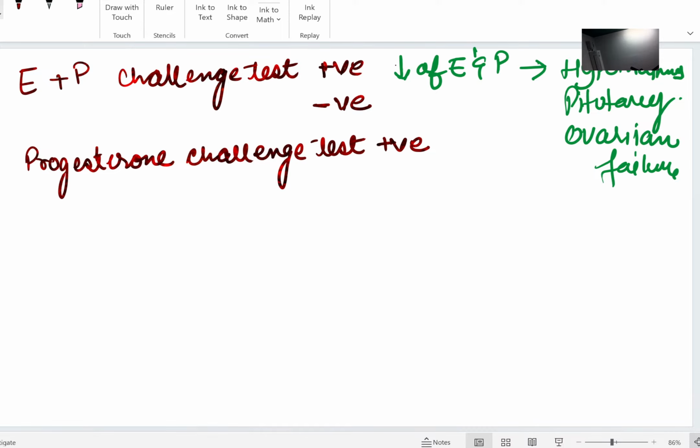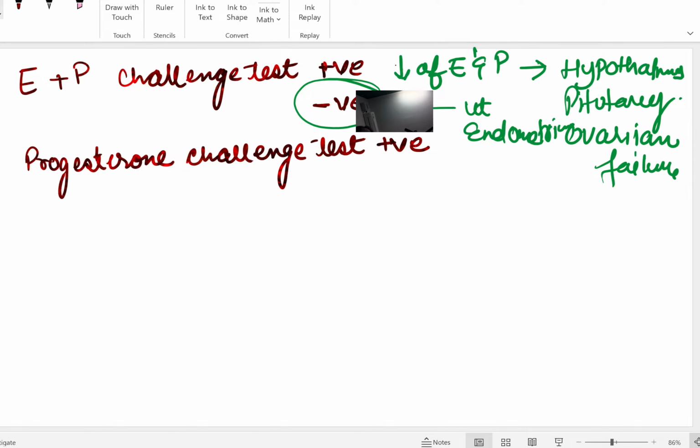But there will be no bleeding if there is any uterus or endometrial problem. So in these cases, there will be bleeding if there is deficiency of estrogen and progesterone. In the progesterone challenge test, there will be bleeding.